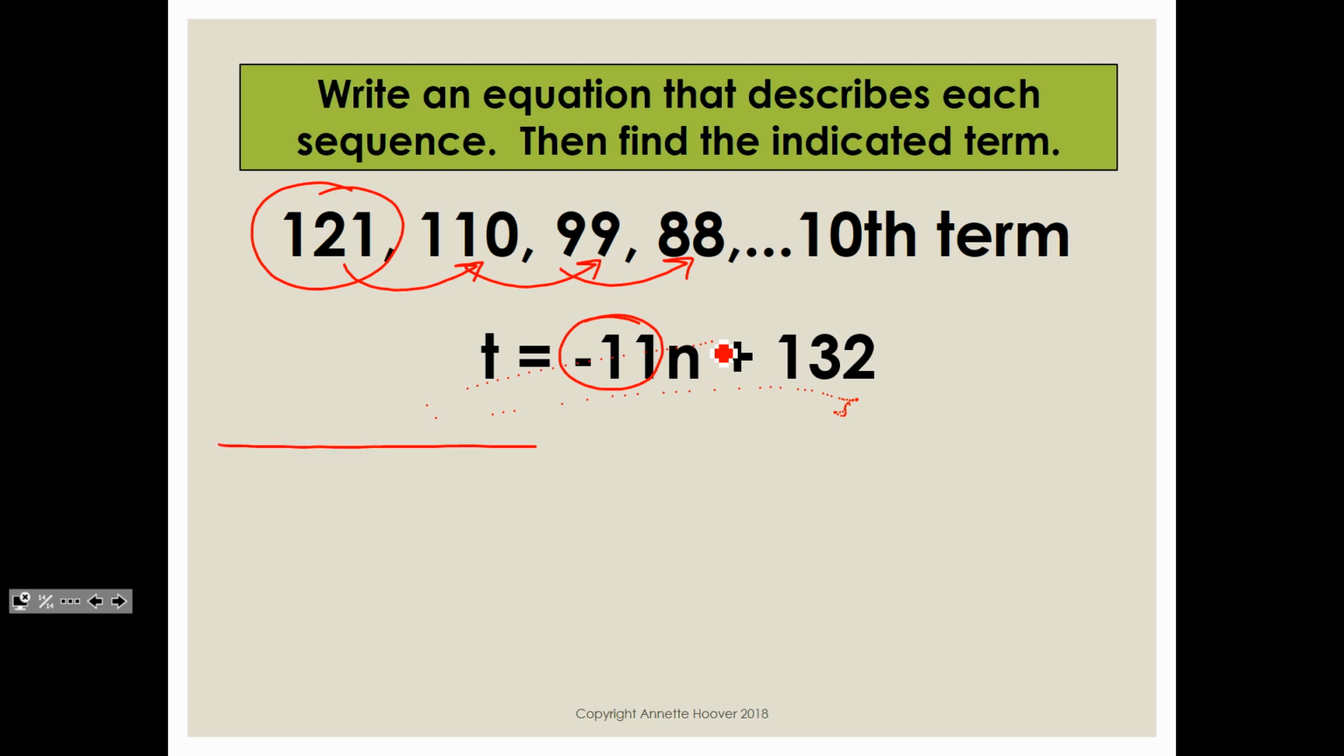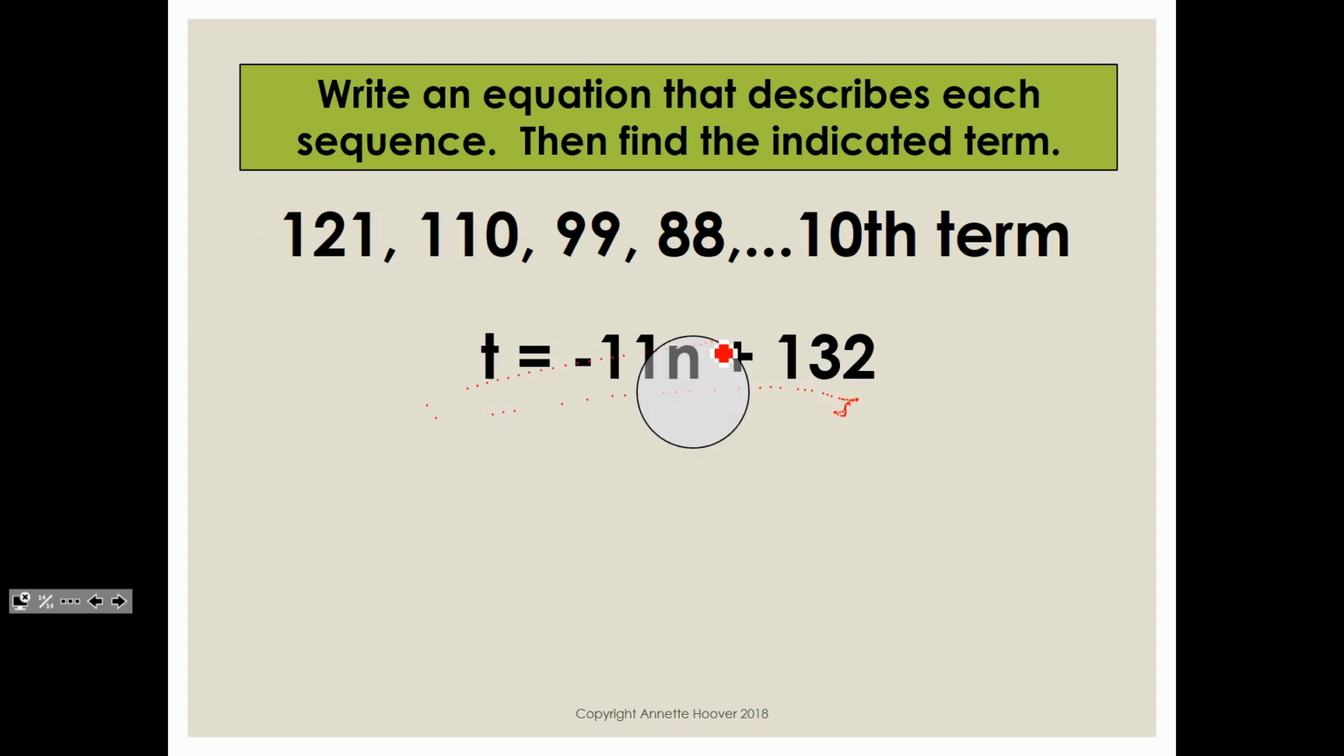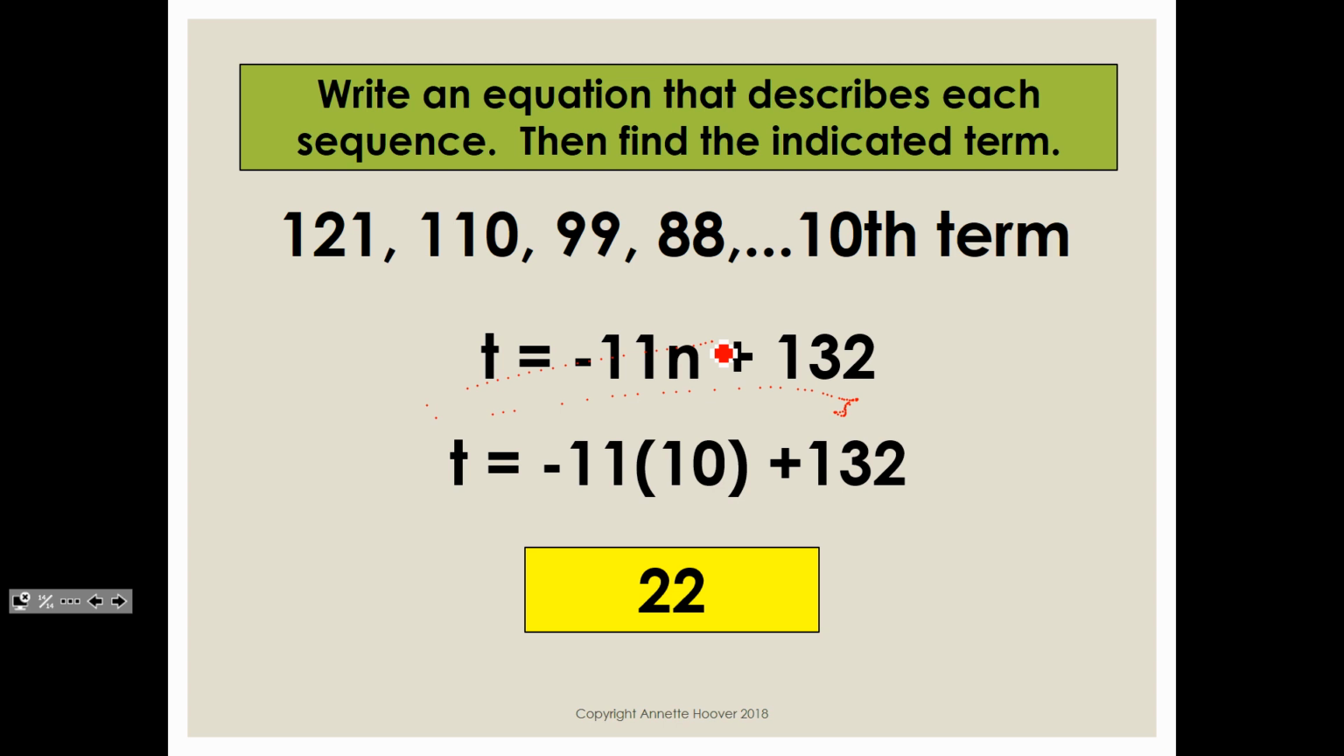Again, you have to think about the absolute value, because negative 11 to 0 on a number line is 11 places, and from 0 to 121 on a number line is 121 places. So altogether, you add together those absolute values, we started on a number that was 132 more than the negative 11 that we are counting by. So here's our equation. Plug in the 10th term, and our number would be 22.